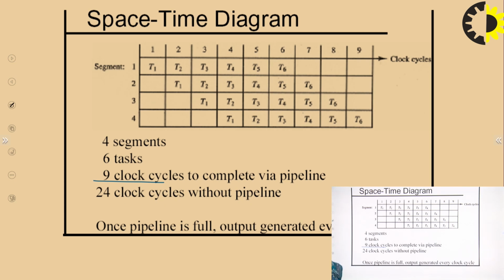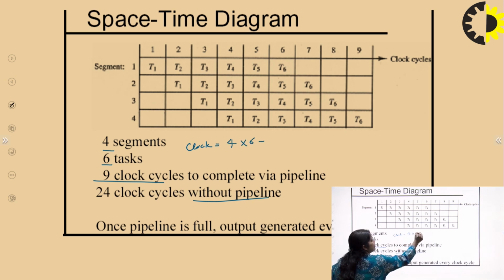This is for the pipeline system. Without pipeline, what will be the time taken? Because there are 4 segments and 6 tasks, the clock time required will be 4 into 6, that is 24. And in the pipeline system, there are 9 clock cycles. So the execution time will be decreased and the efficiency will be increased for the pipeline system. You can see here with the help of the space-time diagram.